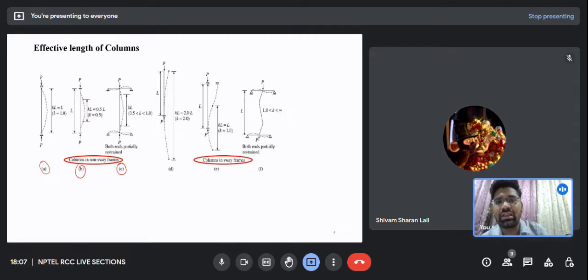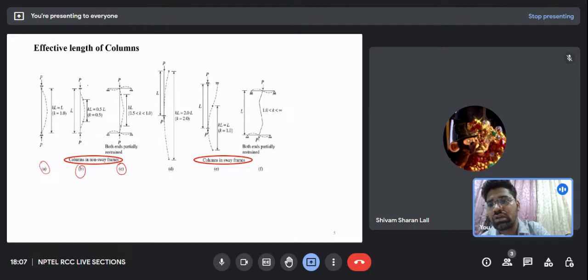Firstly, I would also like you to know what is unsupported length. You must be knowing it. The unsupported length is nothing but the distance between the points of contraflexure, or the distance between the points of zero bending moment. So for the hinge case, we have the effective length and what we call the clear length equal. So what we are saying, the ratio of this length to this length will be 1.